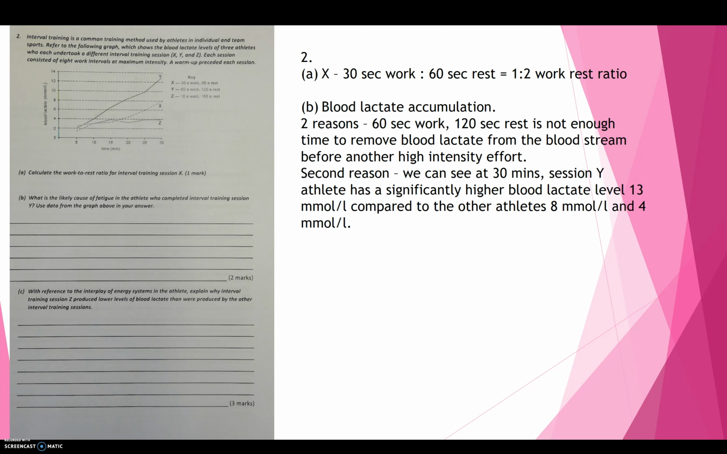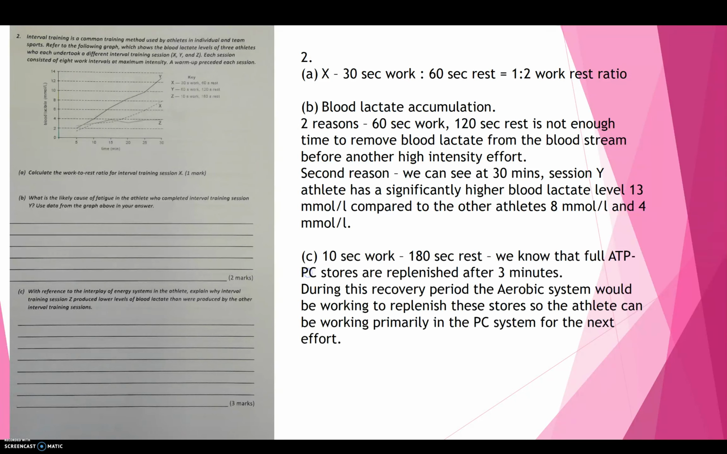With reference to the interplay of energy systems, explain why the athlete's interval training session produced a lower level of blood lactate than was produced by the other sessions. So, 10 seconds work, 180 seconds rest. We know that full ATP stores are replenished after 3 minutes.